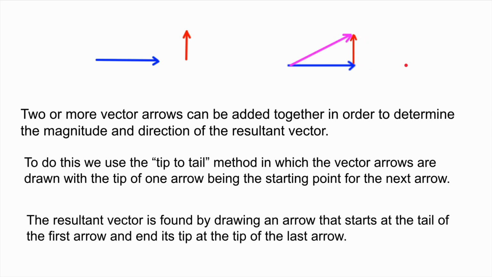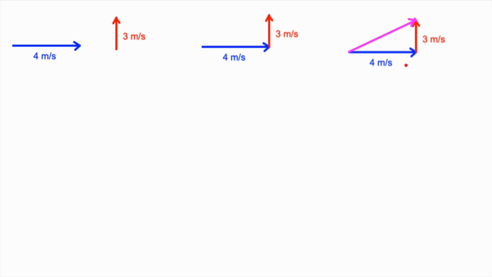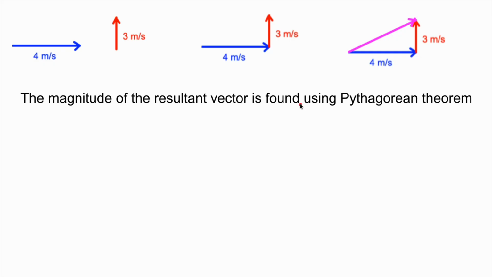Now, if I want to know the magnitude of this, what would I do? Let's say this one is 4 and this one is 3. I would use the tip to tail and draw my resultant vector. How do I find the magnitude of this? Well, if you've done any geometry, you know you can use the Pythagorean Theorem to do this.